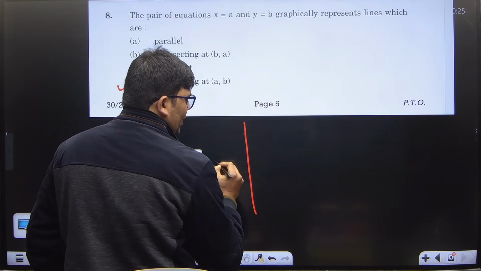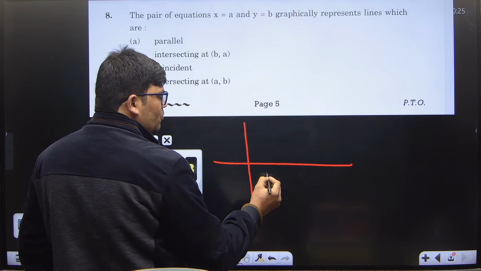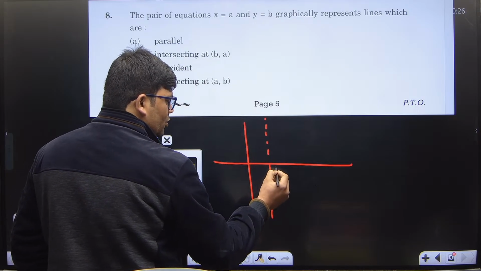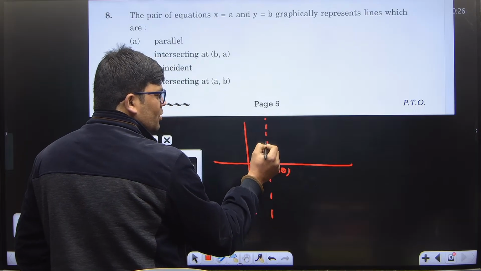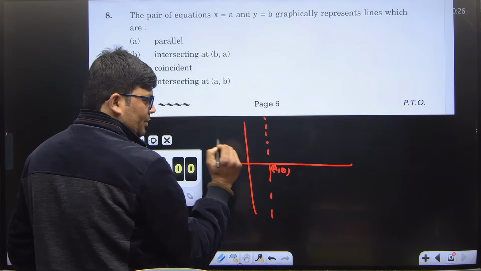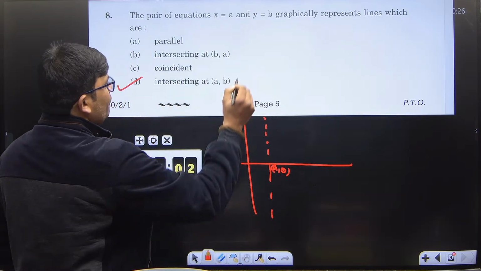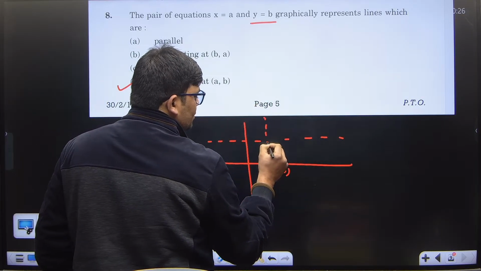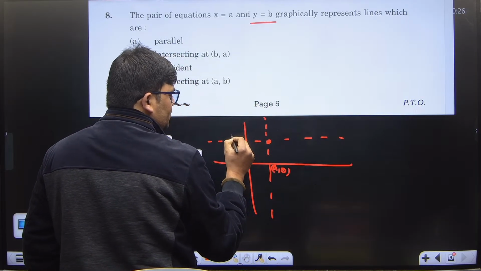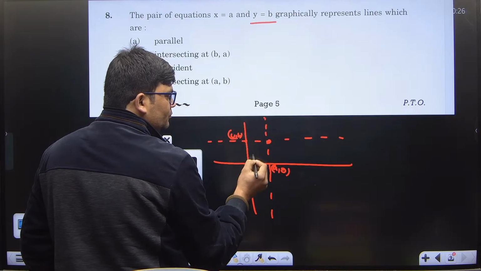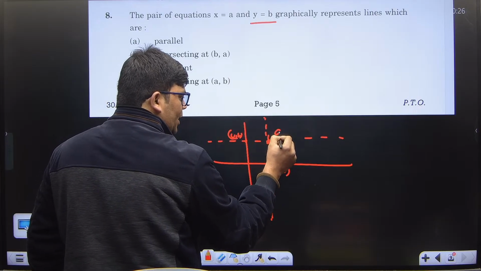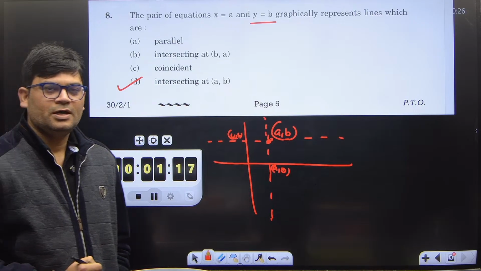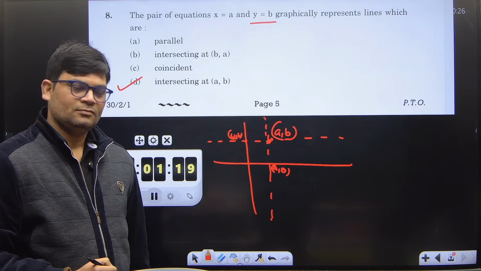X equal to a is a line which is parallel to the y axis. Okay, this is x equal to a because we have a comma 0 here. So every point on this line has x equal to a. And y equal to b is the line which is parallel to the x axis. So this is b, 0 comma b. So they will intersect at a comma b. Understood, Anjana? Yes, sir. Okay.